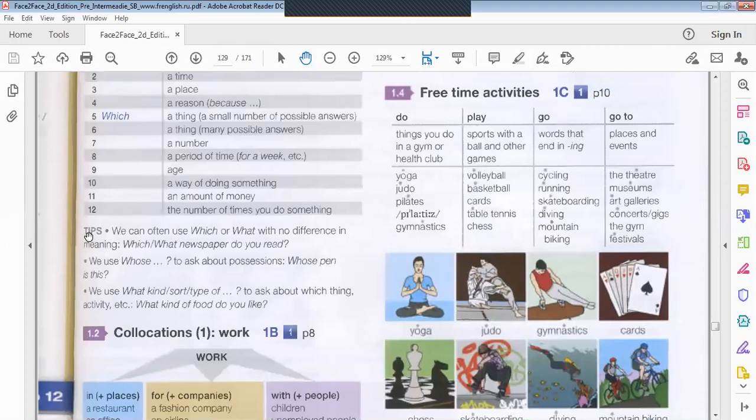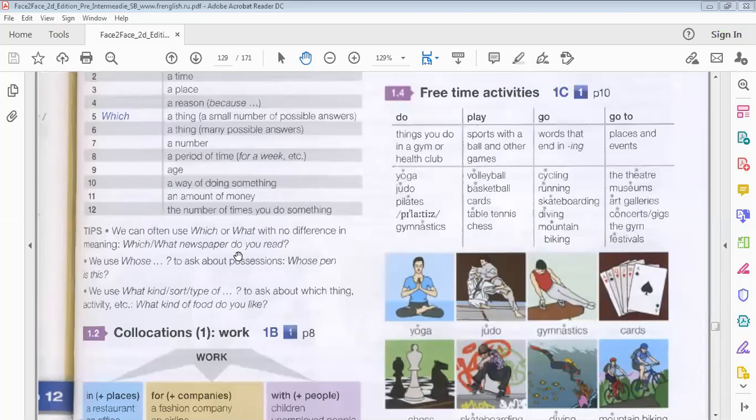Now we have a few tips. The first tip, it says, we can often use which or what with no difference in meaning. You can say, which newspaper do you read? What newspaper do you read? So you can use both of them to talk about options here.